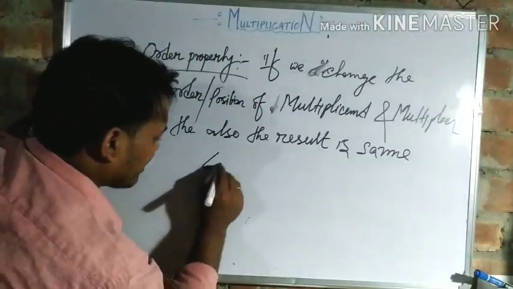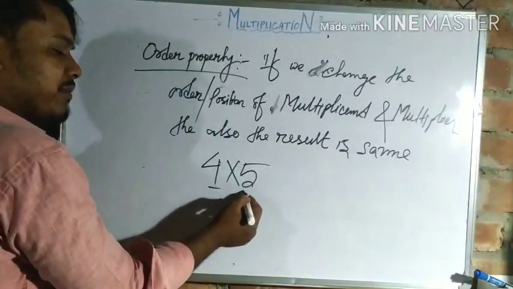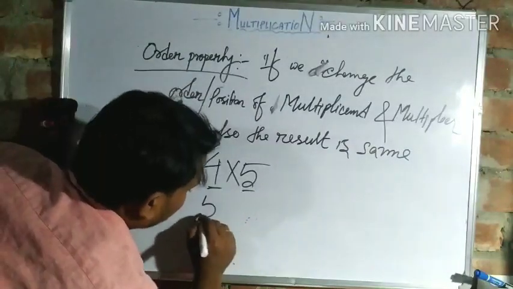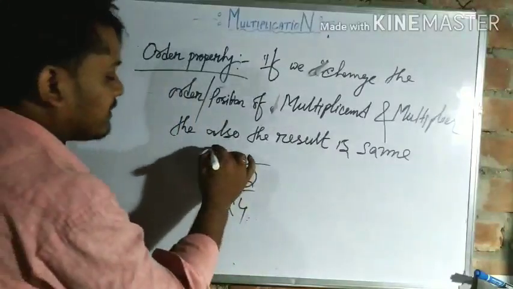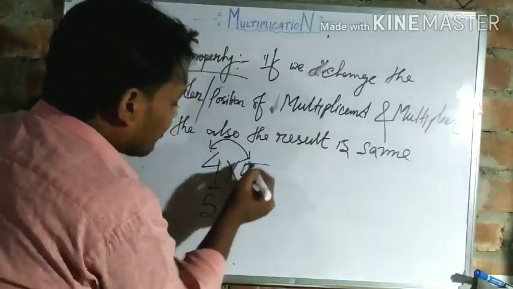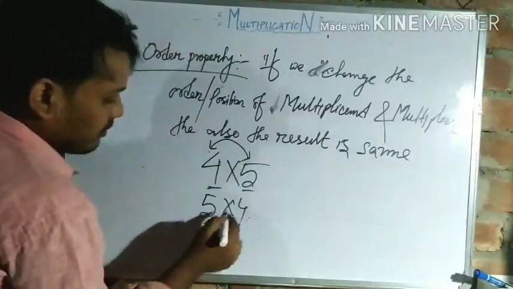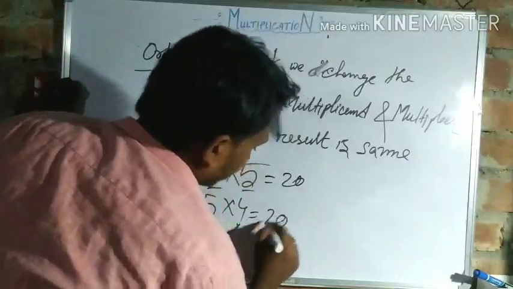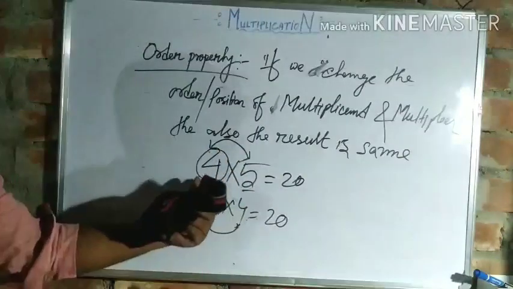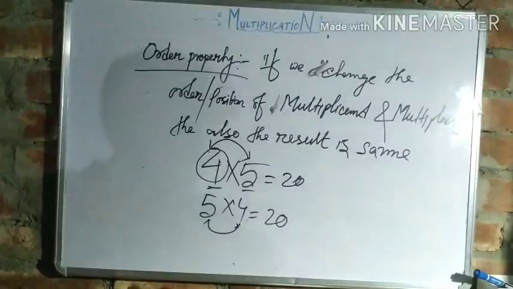That means if we multiply 4 into 5, here the multiplicand is 4 and the multiplier is 5. If we multiply 5 with 4, that means if we change the position or the order of 4 and 5, then what is the value? 4 times 5 is 20 and 5 times 4 is also 20. Then the value is not changed. So you can write the multiplier first, 4 into 5 or 5 into 4. It does not matter.